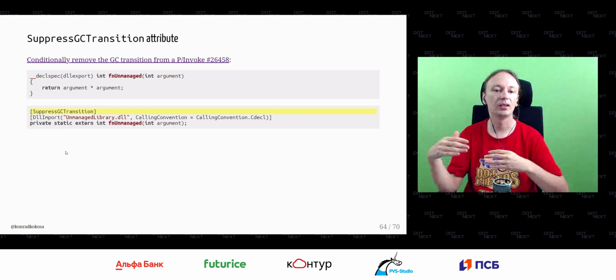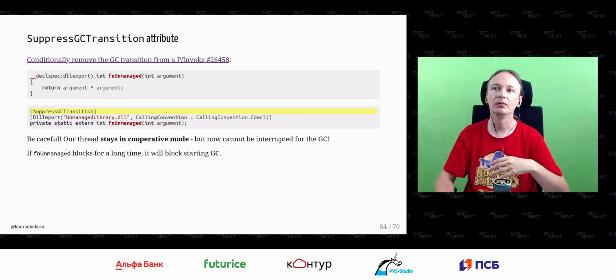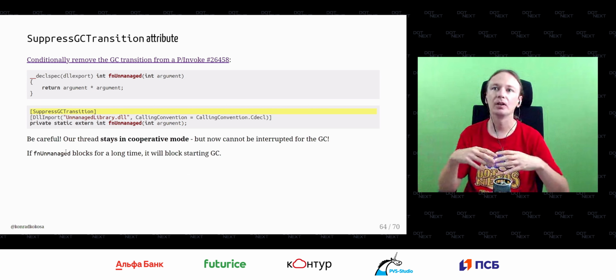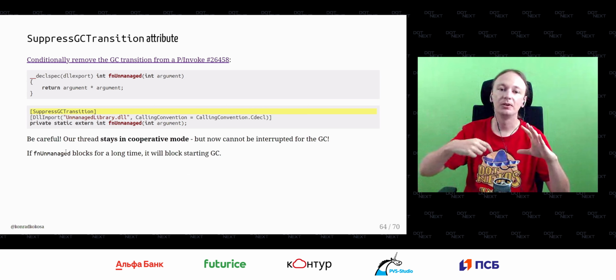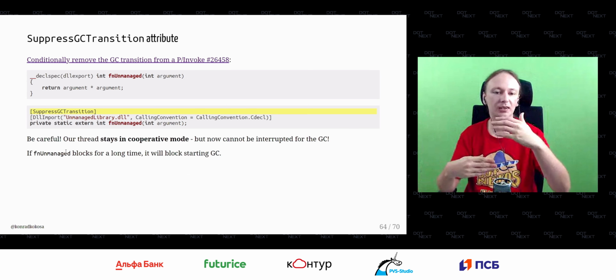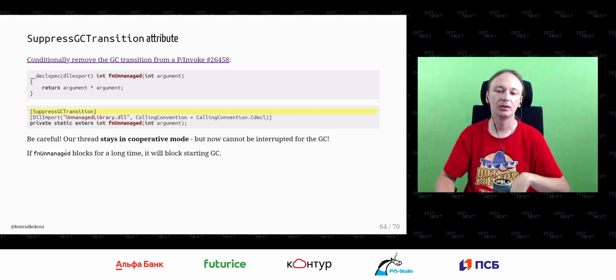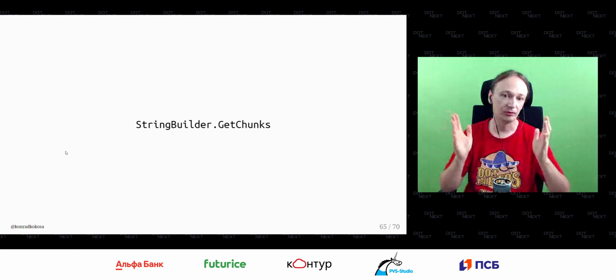So this is simply for making P/Invoke faster, and because P/Invoke is called tremendously often in low-level libraries, this can be really beneficial. And obviously be careful, because this can block the GC, because we stay in cooperative mode. So in fact we are staying in cooperative mode, but now we are executing unmanaged code which is not cooperative, which means if this code is executing for a long time, we will block a starting GC, because our unmanaged code, which is in cooperative mode, will block it. So it is dangerous. That's for sure dangerous.